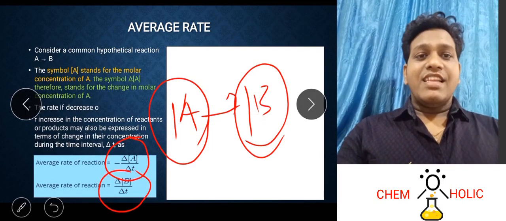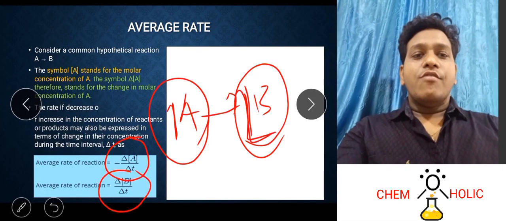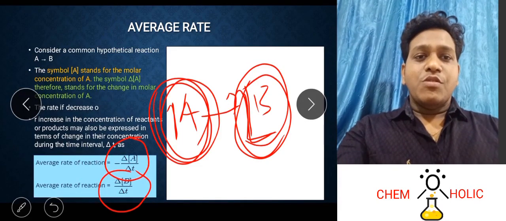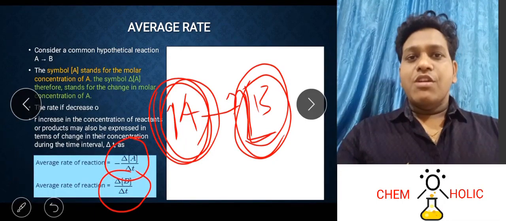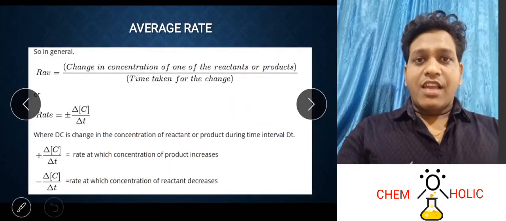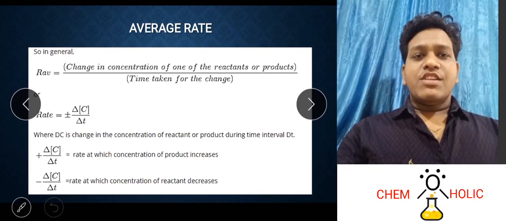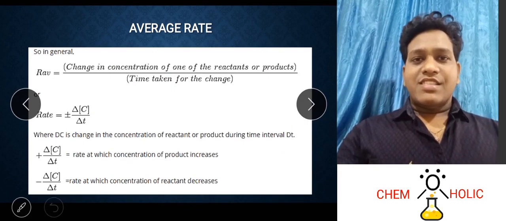In case this is 1 mole and this is 2 moles, I can say 1 mole of A is getting consumed to form 2 moles of substance. Then you need to write the average rate in a different way, which we are going to discuss, if their number of moles are not the same. In general, the average rate of any reaction is nothing but the change in concentration of one of the reactants or products per unit time.